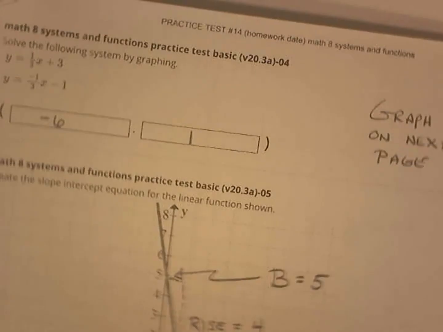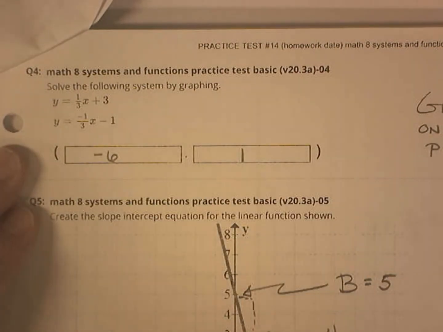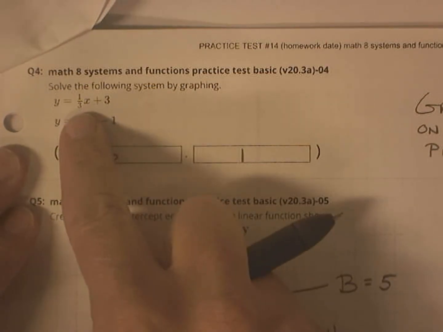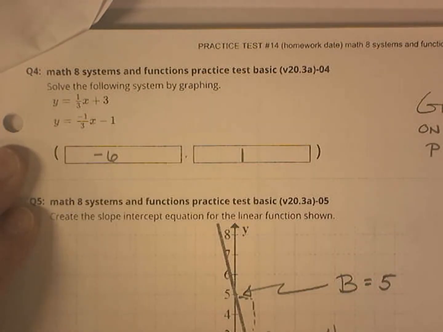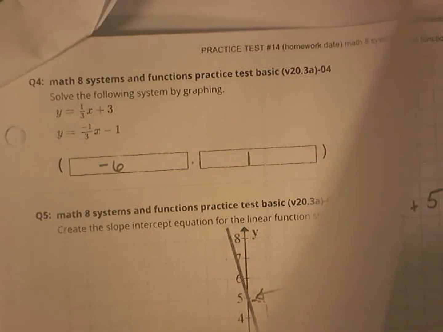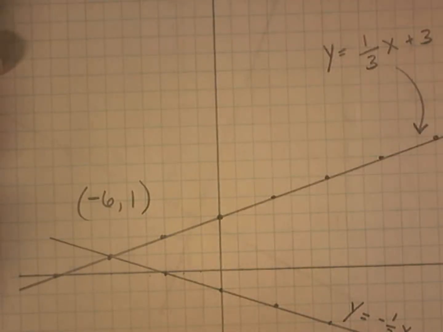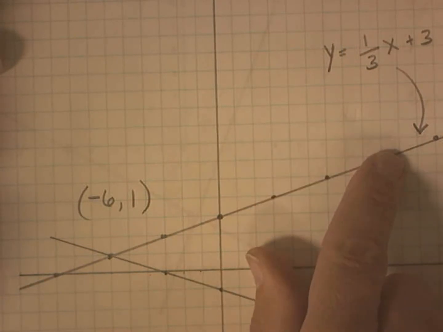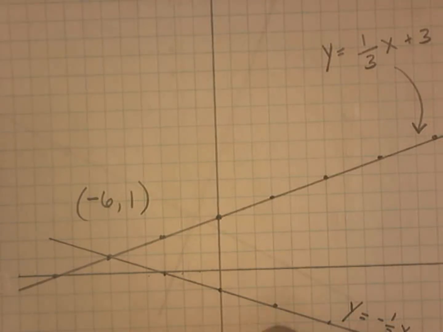This next one says to solve the system by graphing. And I have a graph on the next page. So I have to graph these two lines. This one's going to start at 3 and go up 1 over 3. This one is going to start at negative 1 and go down 1 over 3. So start at 3, go up 1 over 3, up 1 over 3, up 1 over 3. The other one is starting at negative 1 and going down 1 over 3, down 1 over 3.